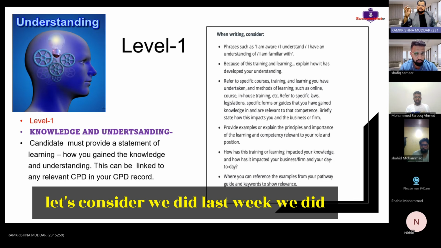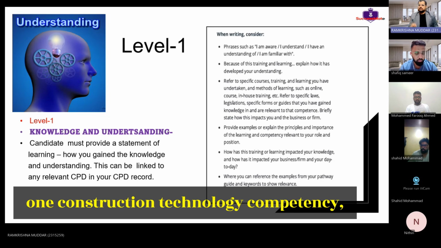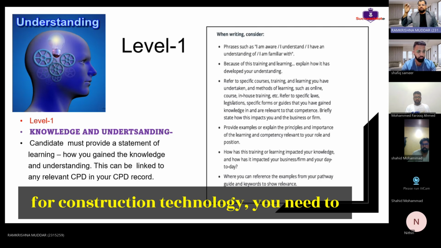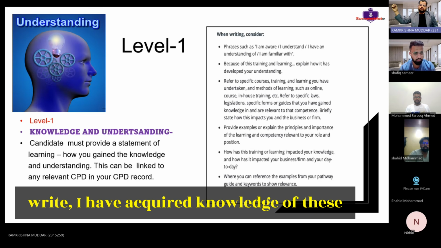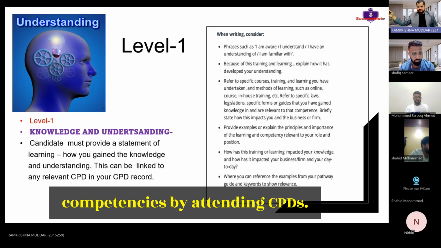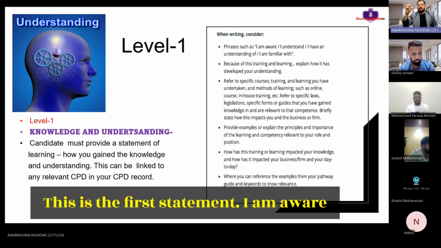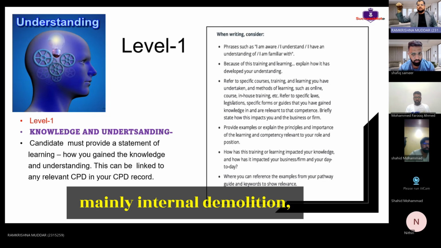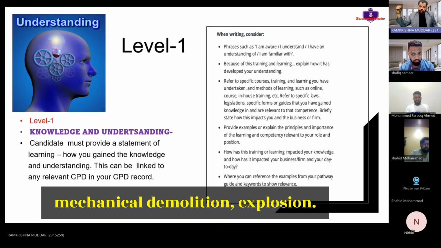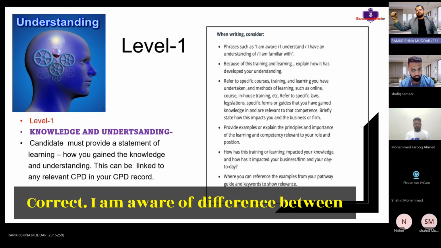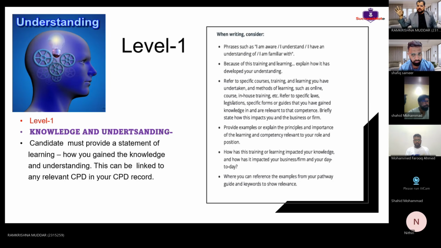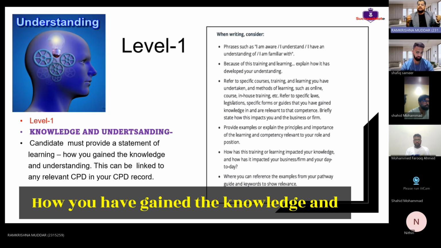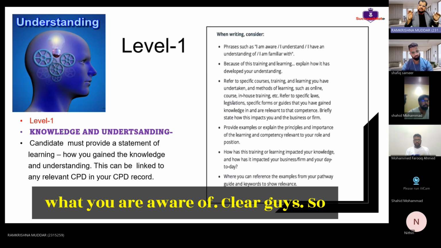For example, let's consider last week we did one construction technology competency. When you are writing level 1 for construction technology, you need to write, I have acquired knowledge of these competencies by attending CPDs. This is the first statement. I am aware of various demolition methods, mainly internal demolition, mechanical demolition, explosion. I am aware of the difference between pre and post tension. So this will become level 1: how you gained the knowledge and what you are aware of.